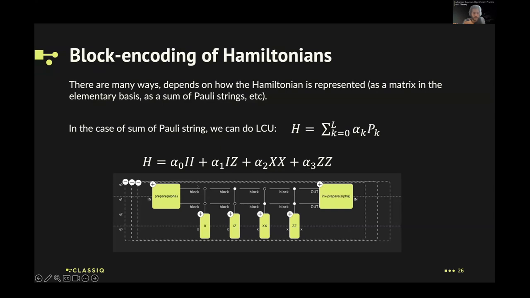And then I'm doing the select. The idea is that I, IZ, XX, and ZZ are all unitaries. So I'm doing this unitary, then that unitary, et cetera, all controlled on this state. Then I'm doing the inverse. And this is the block encoding of my Hamiltonian. But of course, depending on whether your Hamiltonian is sparse in the elementary basis, maybe you want to block encode it differently. So for a given Hamiltonian, you need to think how you want to block encode it.